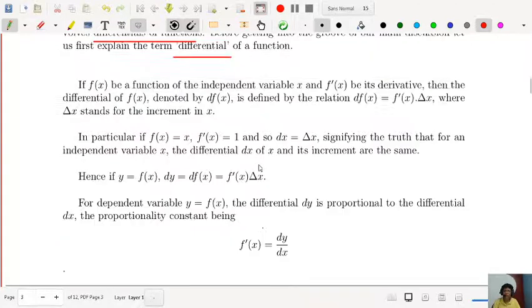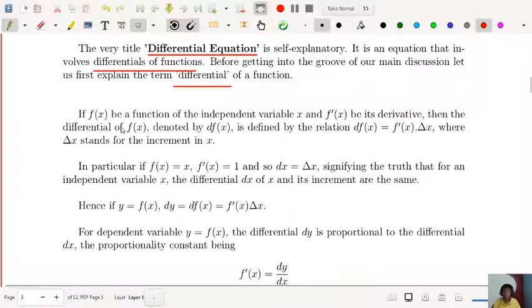So if f(x) is a function, f is a function of the independent variable x. And what do you mean by f'(x)? f'(x) means the derivative of the function f, right? Then the differential of f(x) is written as df(x), right? You can write the differential of f(x) as df(x).